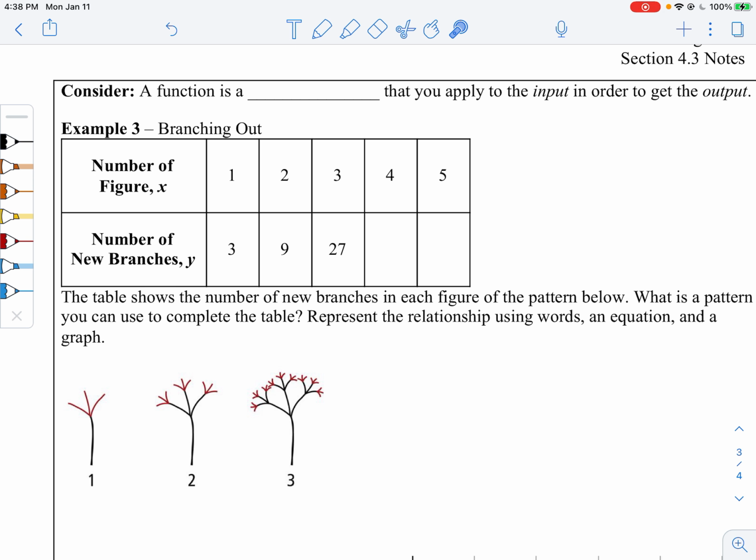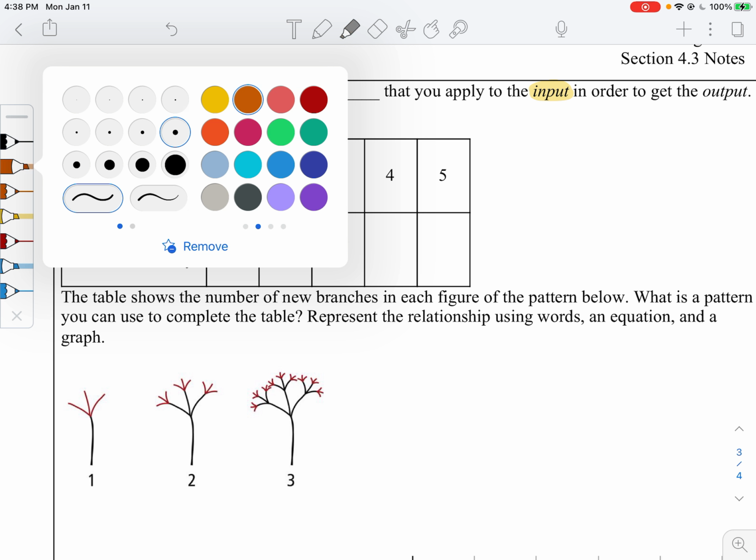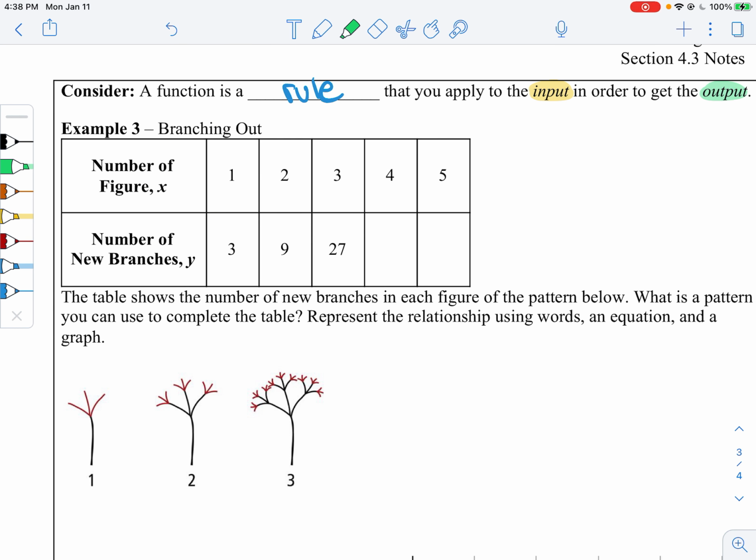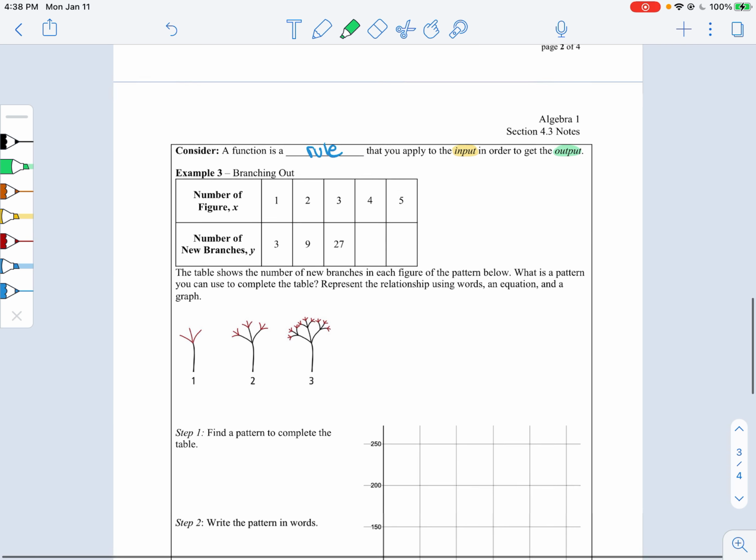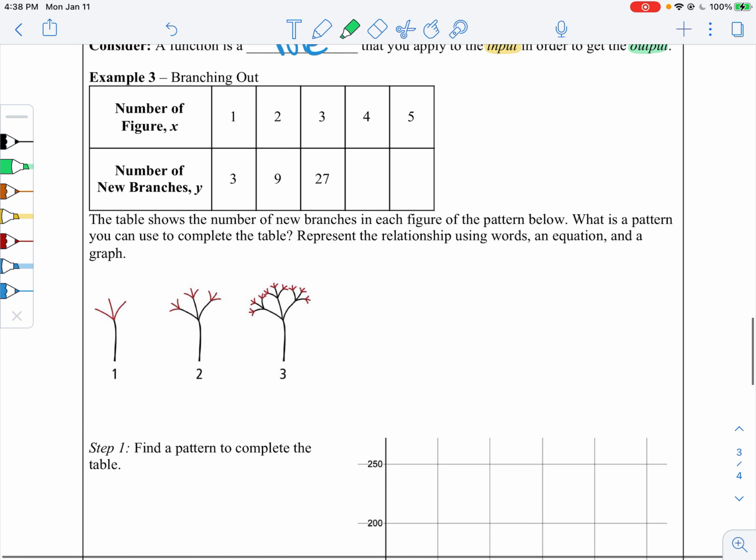So consider the following. Think of a function as a rule that you apply to the input in order to get the output. We're going to try to figure out what that rule is this time. So here in example 3, we've got this tree. And as this tree grows, it has more and more branches.